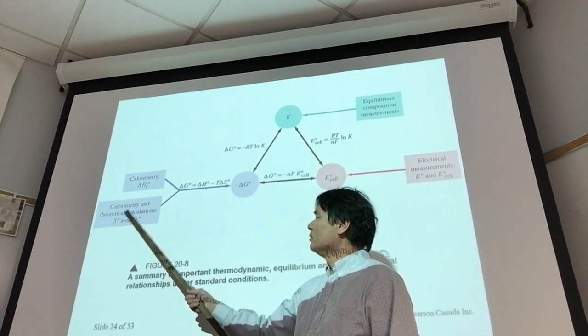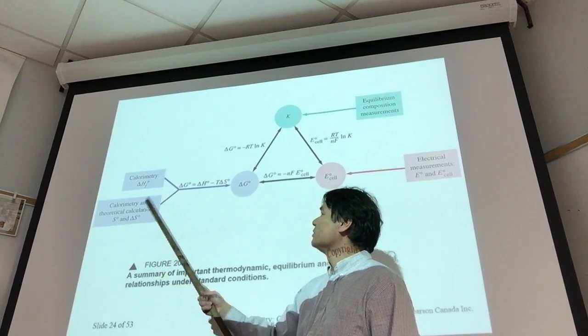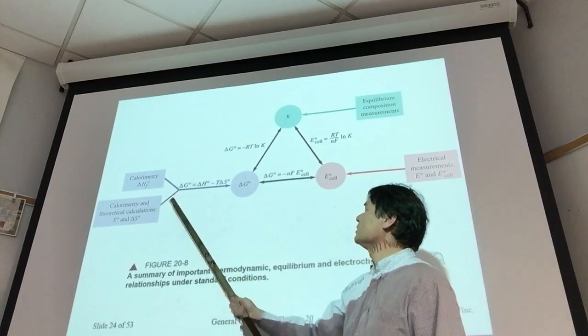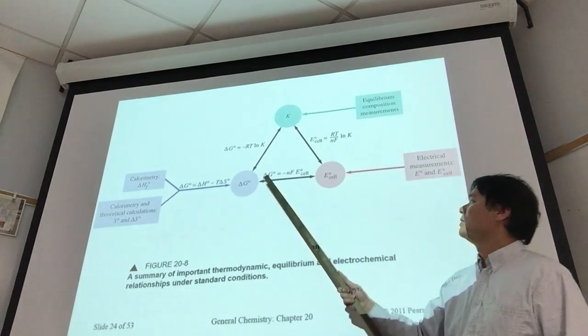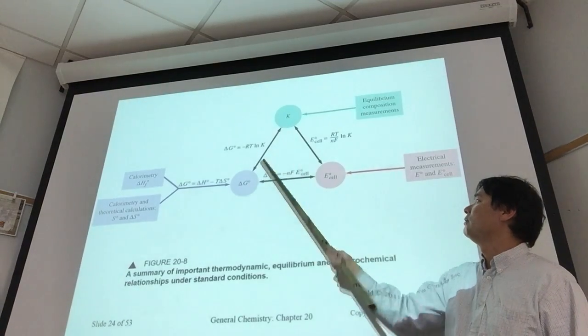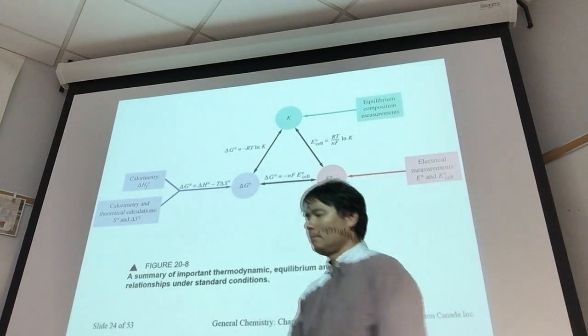And then the heat capacity measurements to get the S. So this doesn't require an experiment because we get this from Appendix D. From Appendix D, we can get delta G. Once we have delta G, we can either figure out what the cell voltage is going to be, or we can figure out what the equilibrium constant is going to be.